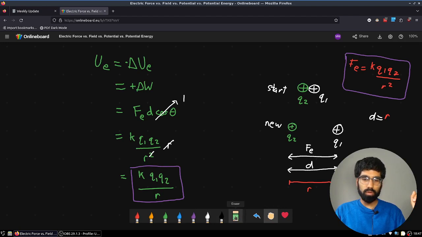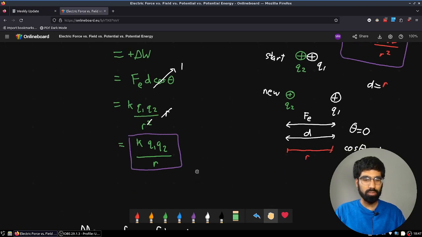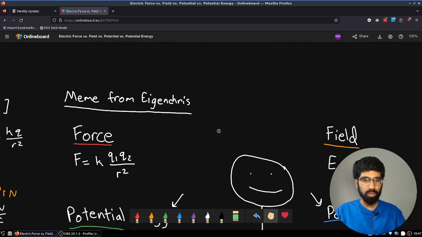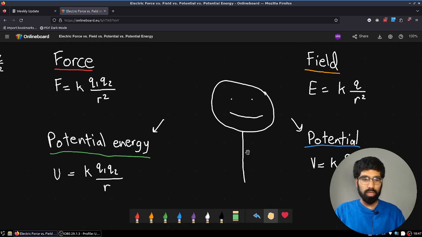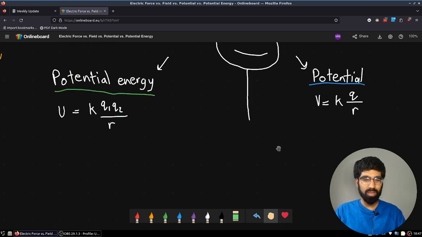Now, I'll stop here, though there are more interesting things to think about when one of these charges is negative versus another is positive. The focus of this video is comparing this to electric potential. So look it up if you're interested, but for now let's move on to electric potential. Why are the equations so similar?